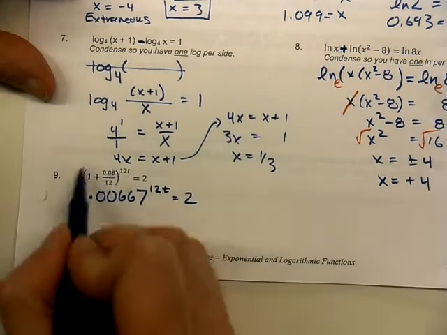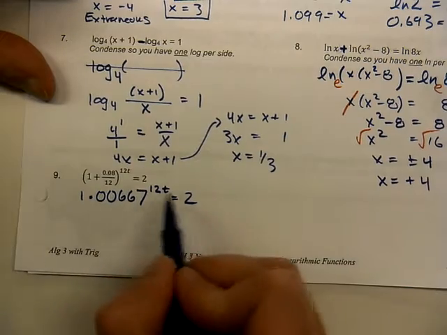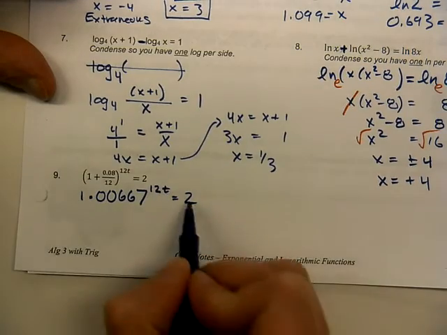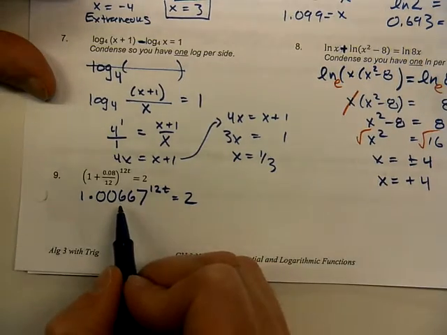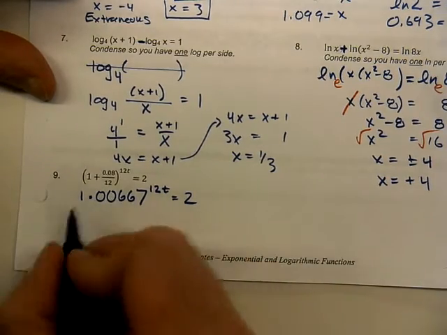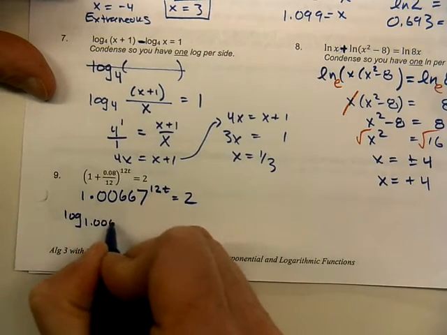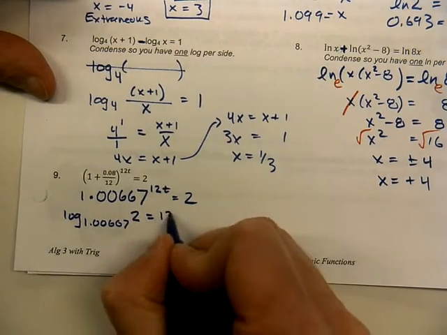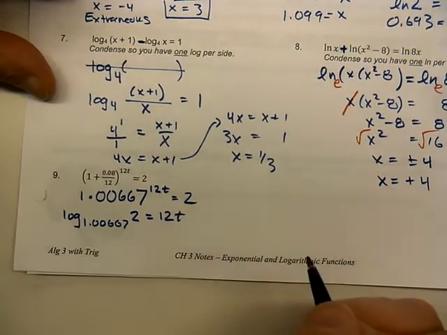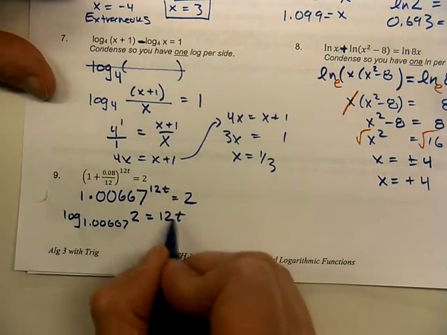Okay, so I just turned that fraction into this base, but it's still my exponential form. There's the base, there's the exponent. I can't make the bases the same. I can't use the one-to-one property. So let's turn it into a logarithm with this base. Log with the base of 1.00667 of 2 equals the exponent, 12t. So again, our goal is to solve for t. And we know we'll have to divide away the 12 at some point, but not yet.